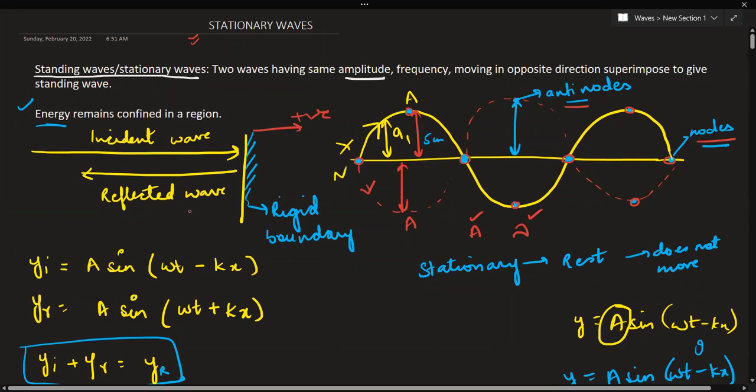And the reflected wave is moving in the negative x direction, so it will be a sin(omega t plus kx). So these two will be the equations for the incident wave and the reflected wave.